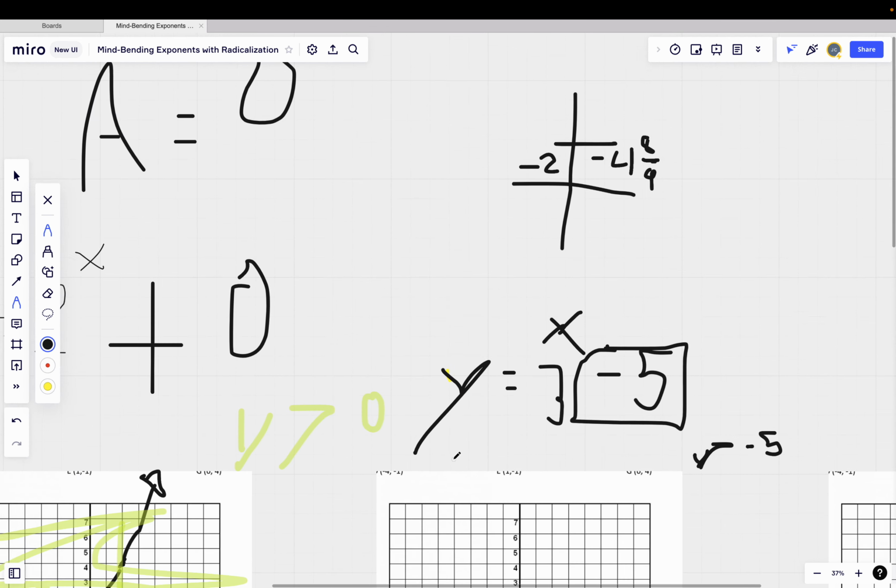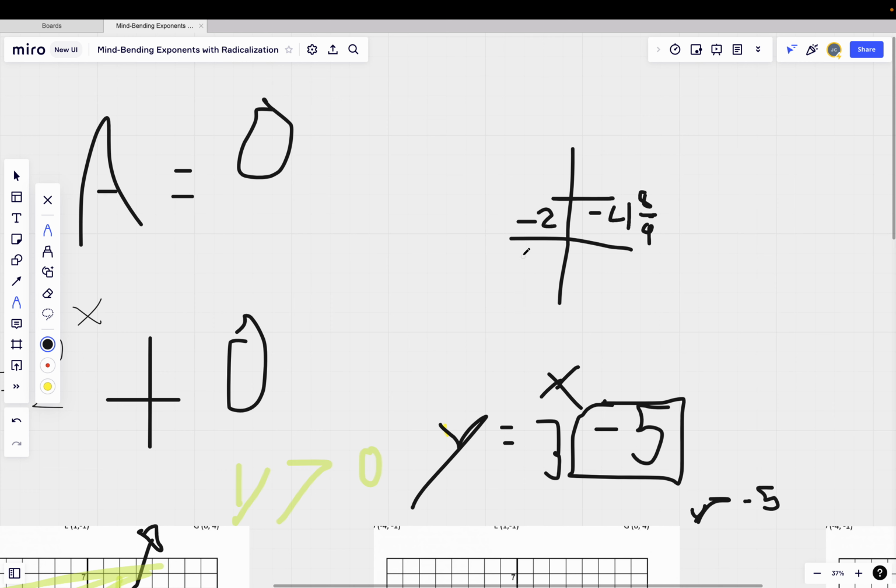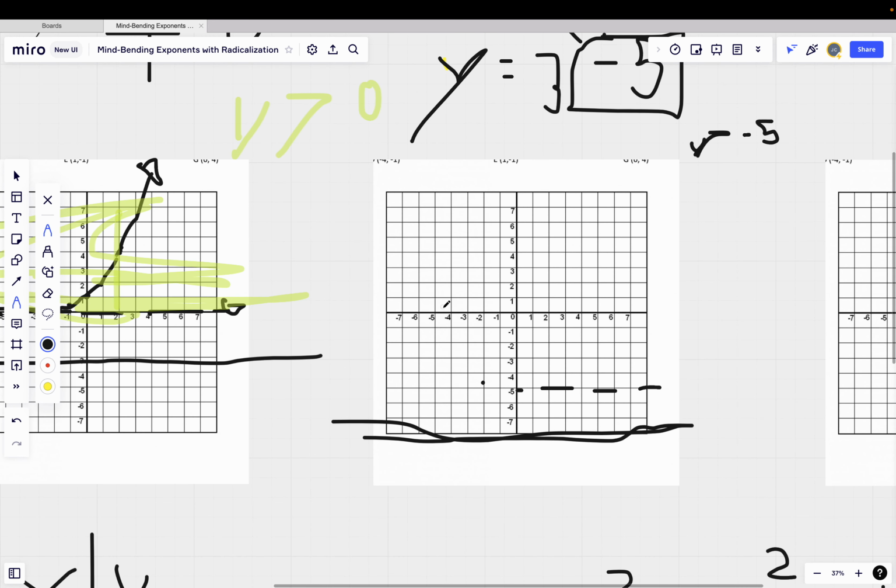Now we've got the next point, which is going to be negative 1. Then that's going to be 1 to the 3rd minus 5, which is negative 4 and 2/3. And that's going to be over here: negative 1, negative 4 and 2/3. Just a little bit higher.